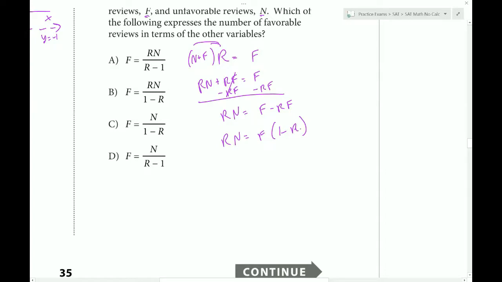Okay, now, as you notice, F is only appearing in one spot. So we've effectively fixed the problem of having two F's in our equation. So now we could just divide by the 1 minus R, or equivalently, we could consider moving this diagonally across the equal sign. Either way, we'll get rid of it. And we end up with F equals Rn over 1 minus R. Answer choice B.